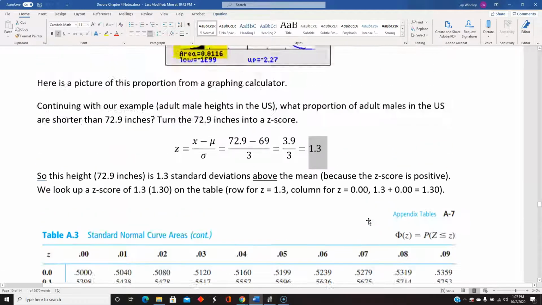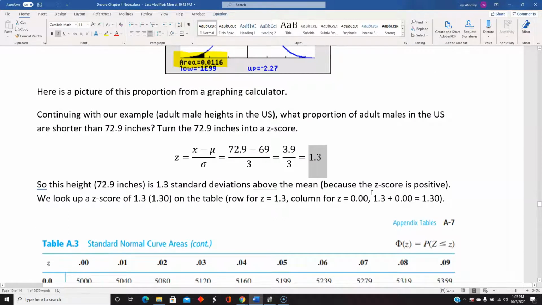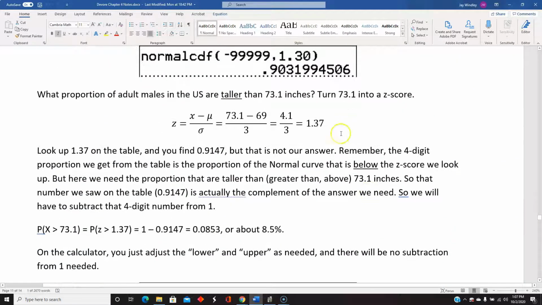But this picture that's at the very top of the table is a reminder for us that the number we're getting out of the table is the proportion of the normal curve that's below that Z-score. But in this case, we want the proportion of the normal curve that's above this Z-score because it said taller. So we're going to have to do 1 minus this number we get off of the table, which is about 8.5%. So that 1 minus operation is something you have to do when there's a greater than sign and when you're looking it up on the table.